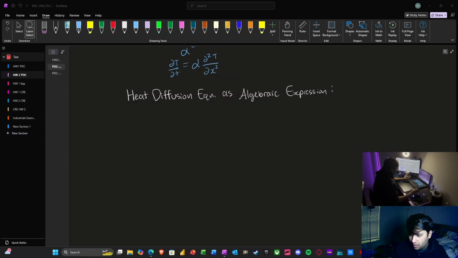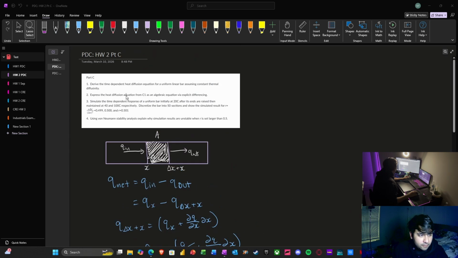So for the next part, specifically part 2, we're going to be expressing the heat diffusion equation that we found originally as an algebraic equation using explicit differencing.